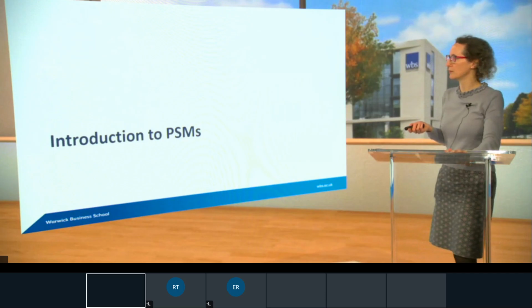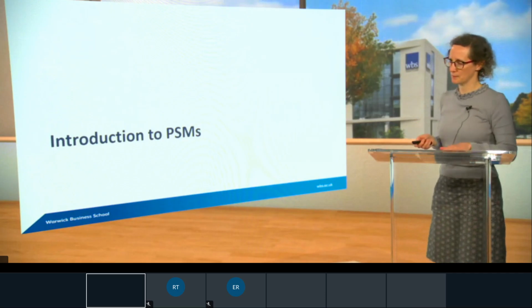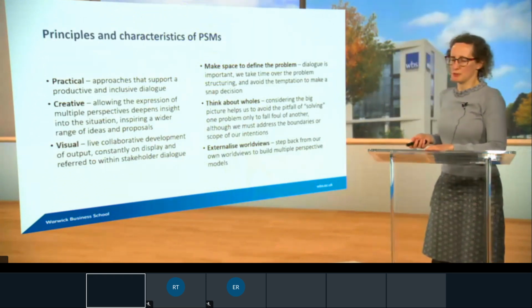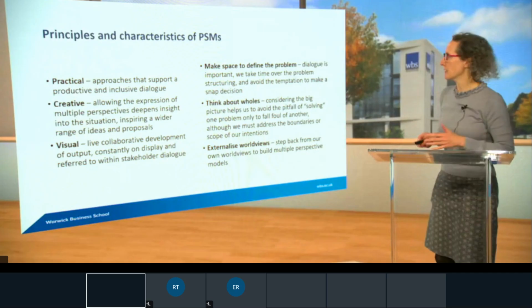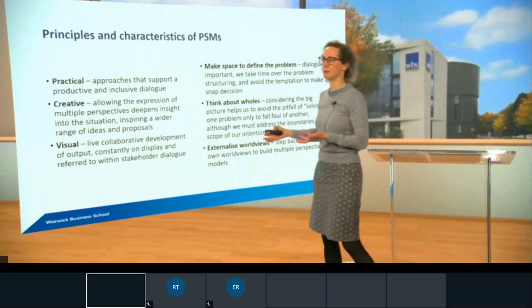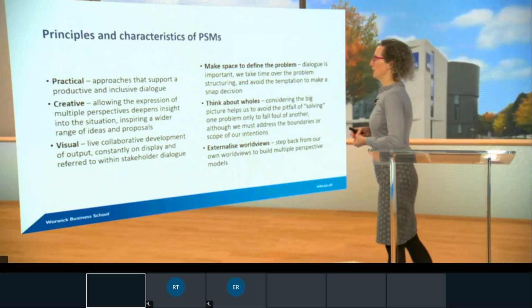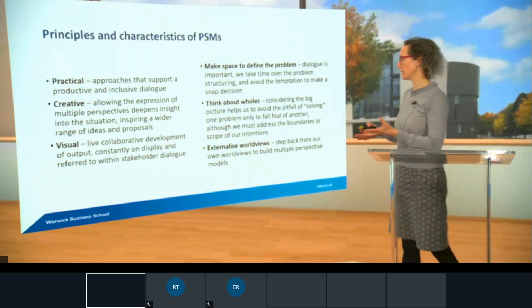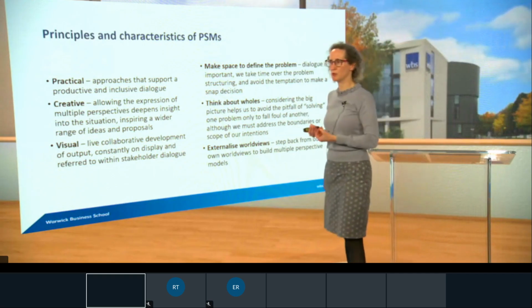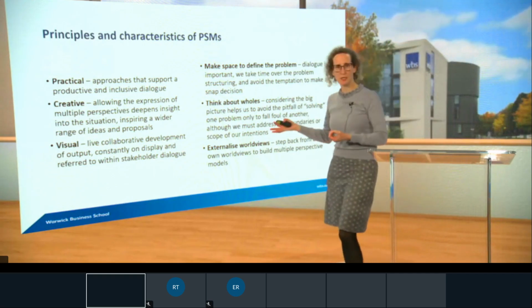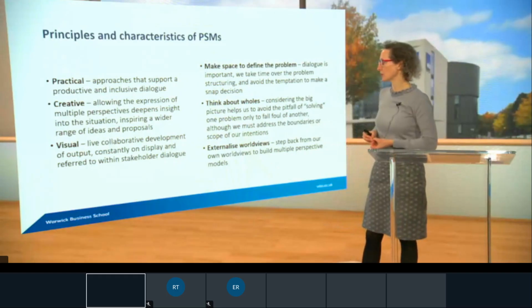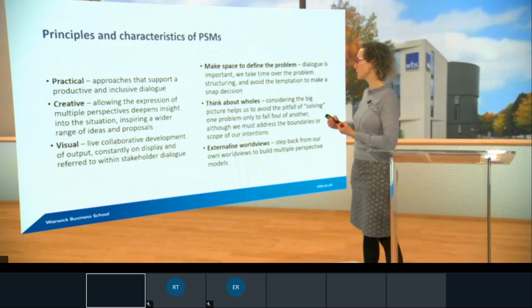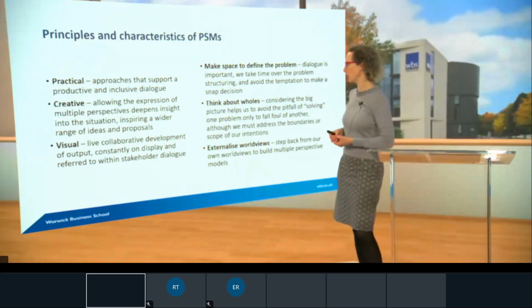So here we are, beginning to talk about PSMs. The principles and characteristics of PSMs then. PSMs are practical, creative, and visual. They're supporting a productive and inclusive dialogue in which people participate. They allow the expression of multiple perspectives, and that deepens our insight into the situation, so that having shared and explored those perspectives, we're able to come up with a wider range of ideas and proposals.